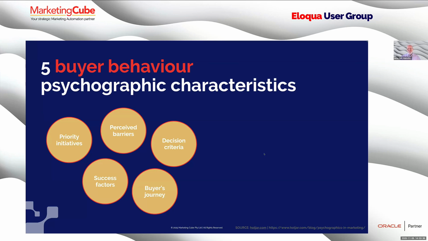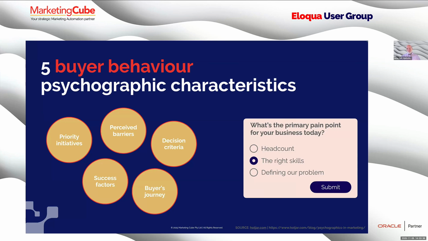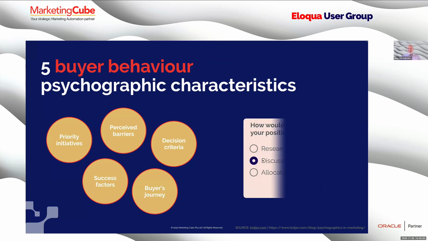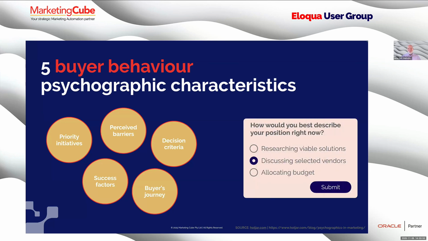Okay. So one example I thought of, what's the primary pain point for your business today? Is it headcount? Is it the right skills? Is it even defining our problem? Different ways to ask questions. Then, how would you best describe your position right now? Researching viable solutions, discussing selected vendors, or allocating budget. So it really gives you an idea of where they are in that buying journey, I suppose, right?